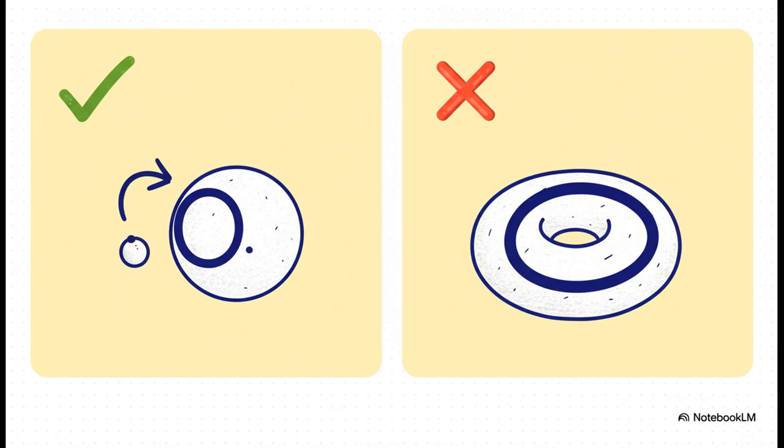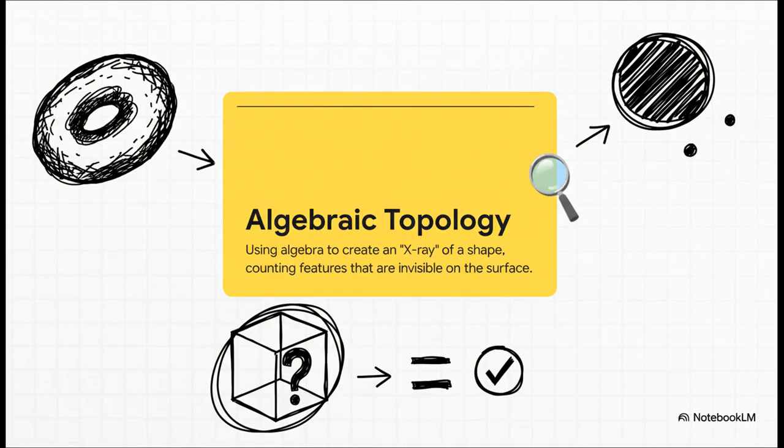So right here, this is the whole game. On the left, you've got loops that are shrinkable, they're boundaries. On the right, you have these special, non-shrinkable loops that are not boundaries. And it's these loops on the right, the ones that signal a hole, that our algebraic X-ray is designed to find and to count. And that really brings us to the big idea.